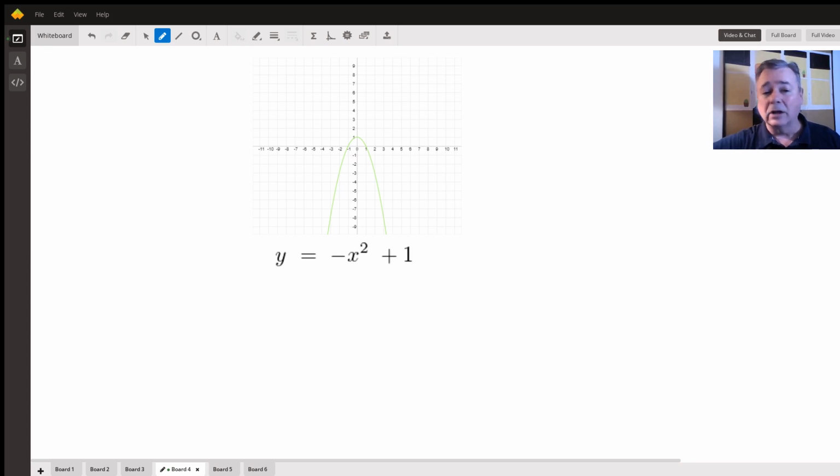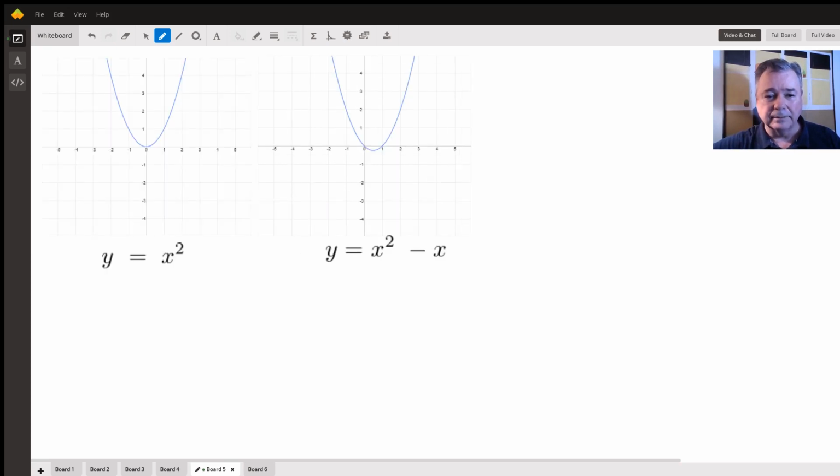The b value can also change the number of zeros. Let's change it from 0 to minus 1 in our first function and compare y equals x squared with y equals x squared minus x. The first function has 1 zero, the second has 2 zeros. Now, a graphing calculator will immediately reveal the number of zeros in a quadratic function. But if you were asked this question on an exam, you most likely won't be allowed to use a graphing calculator to answer it.